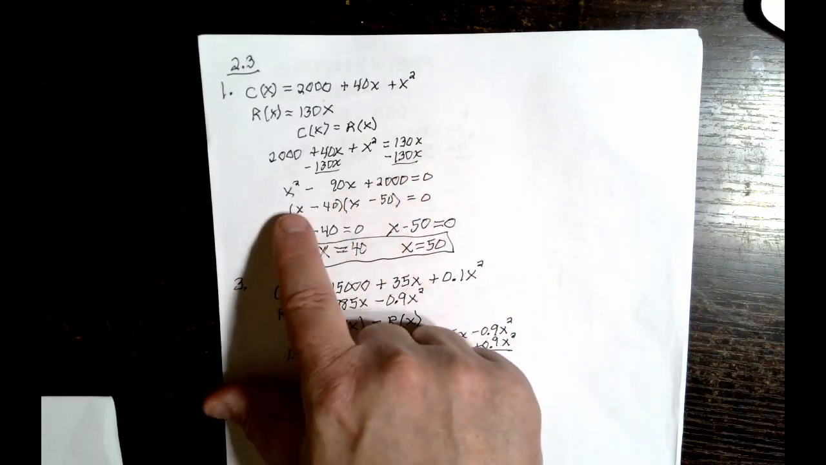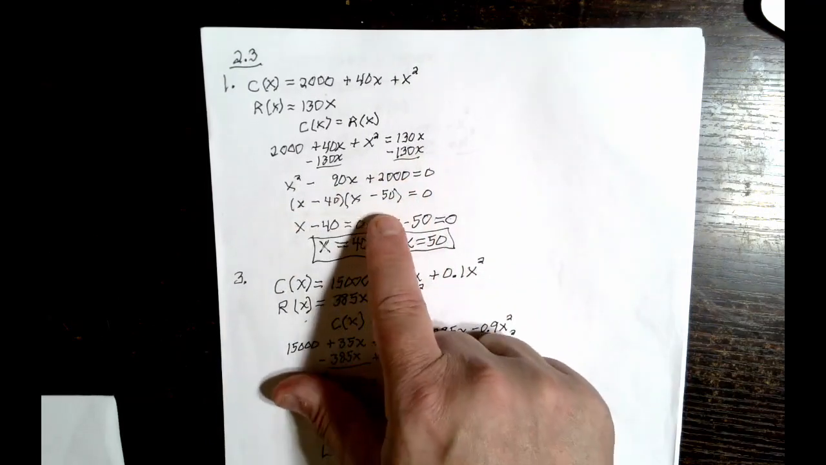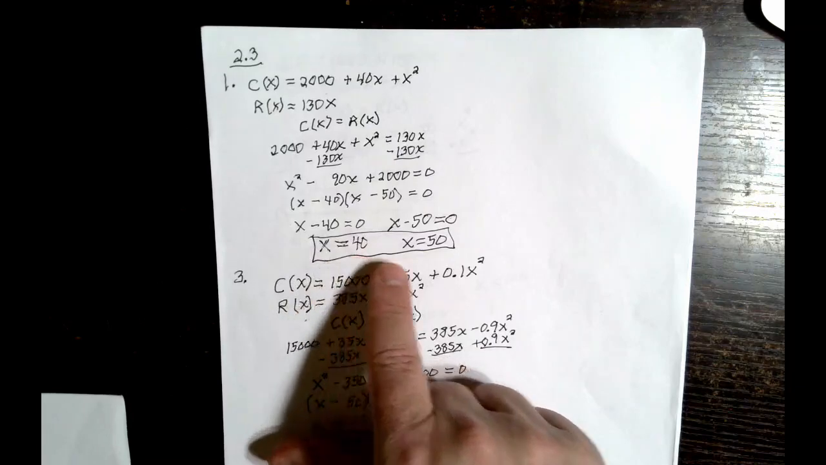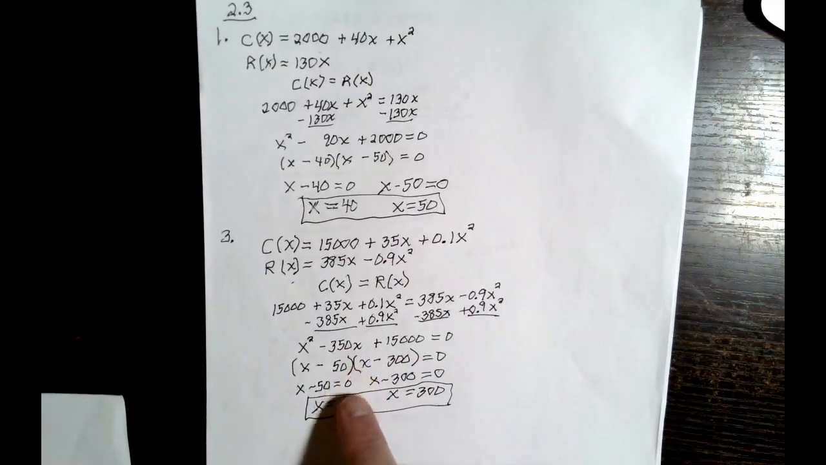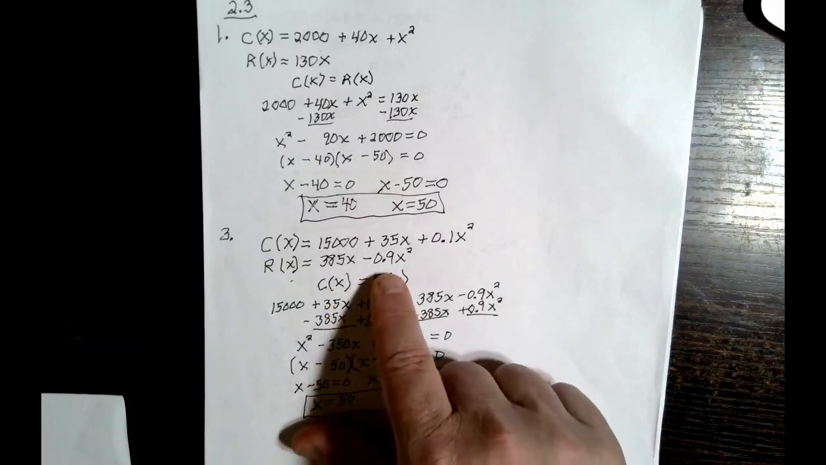Subtract 130x, you get this guy. Factor it if you can, which I could. I get 40 or 50, both legitimate answers. Cost and revenue are given in question 3.